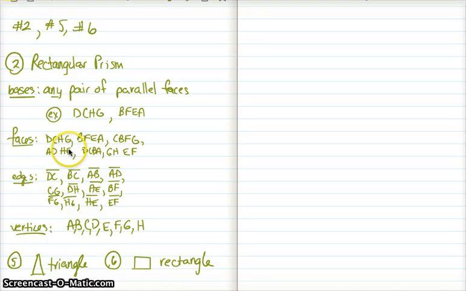With your faces, it's just important that you recognize that you've listed 6 of them. You should have 6 faces, and you can pause if you need to check your letters. And the edges, you should have 12 edges. 1, 2, 3, 4, 5, 6, 7, 8, 9, 10, 11, 12. Again, if you wrote CD instead of DC, it's the same thing. Here are the vertices, and with 5, the cross section would be a triangle, and in 6, it would be a rectangle.